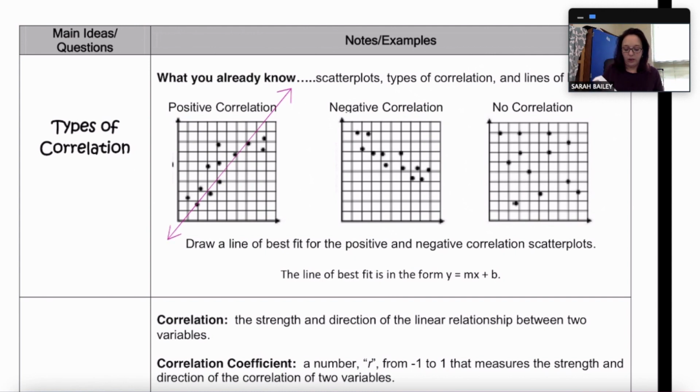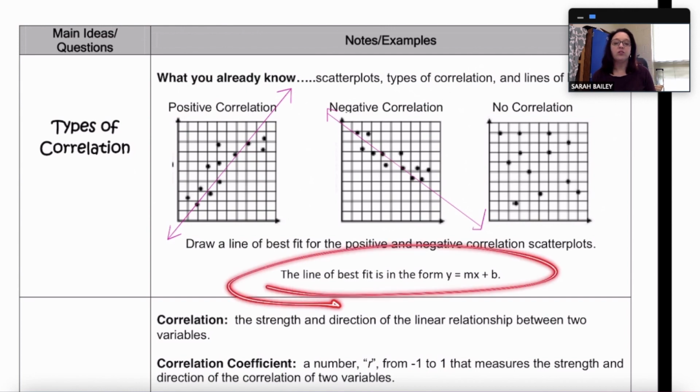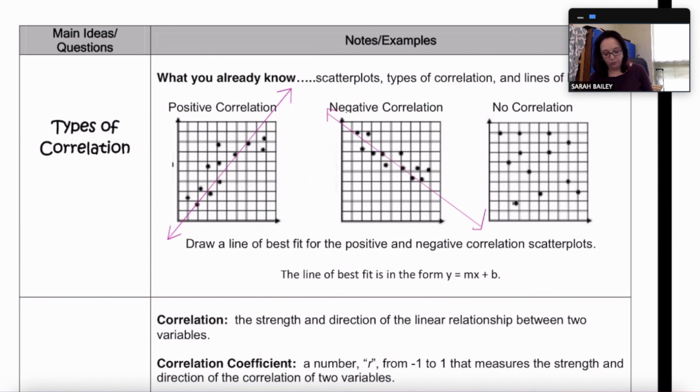All right, and then negative correlation gets a line as well. That one looks pretty good. So there we have it. So I've drawn in the line of best fit. Remember that you're not going to be able to draw in a line of best fit if there is no correlation for the data points. And it also tells us, don't forget, the line of best fit is always in the form of y equals mx plus b. So we're going to highlight that.